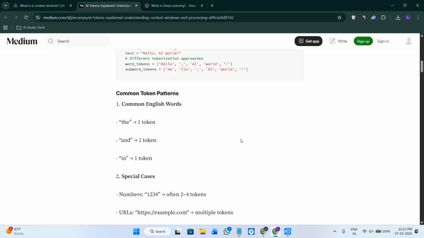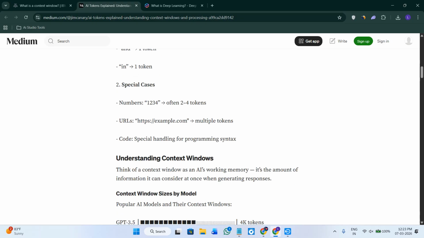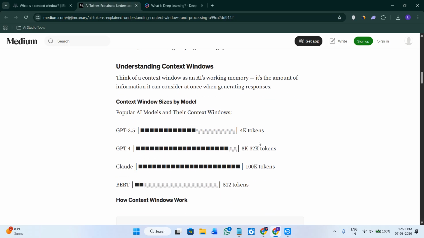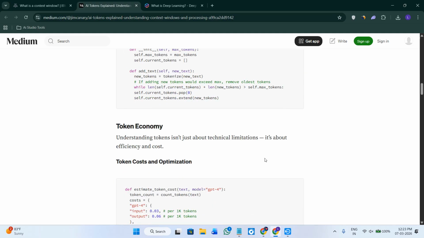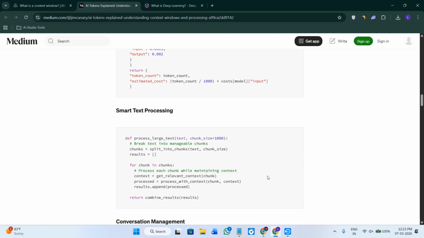Now let's move to context windows. The context window is basically the amount of text the AI can remember at once during a conversation or task. It includes your prompt, the previous messages, and the AI's responses. You can think of it like the AI's short-term memory. For example, if a model has a context window of 8,000 tokens, it can only consider up to 8,000 tokens at a time when generating responses. If the conversation becomes longer than that, the older information may start to drop out of the context. So this is why sometimes AI might forget the earlier parts of a long conversation.